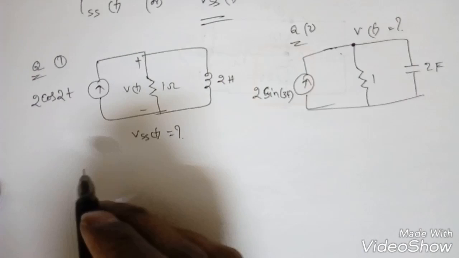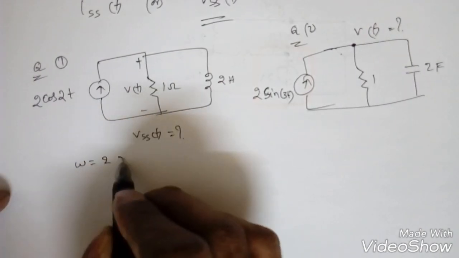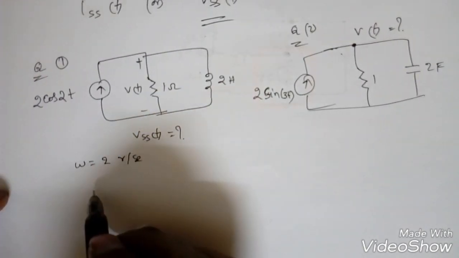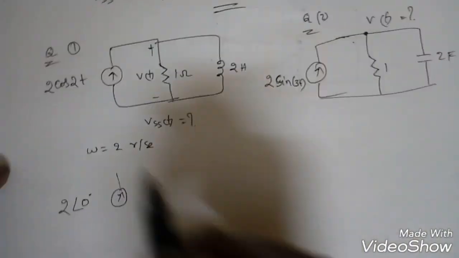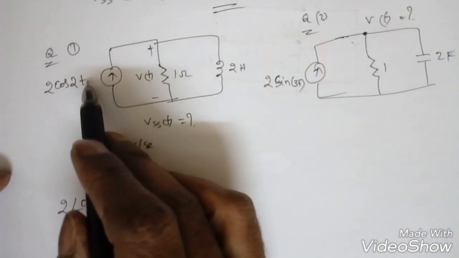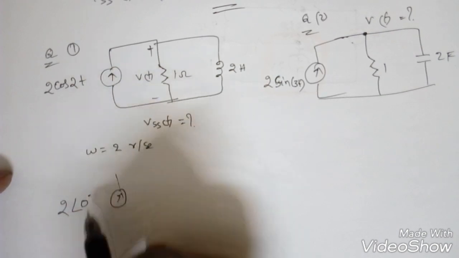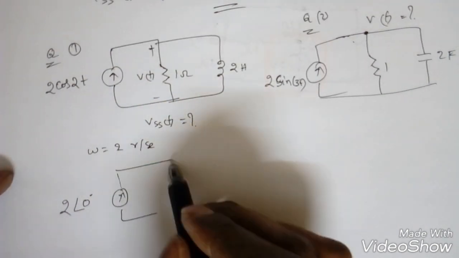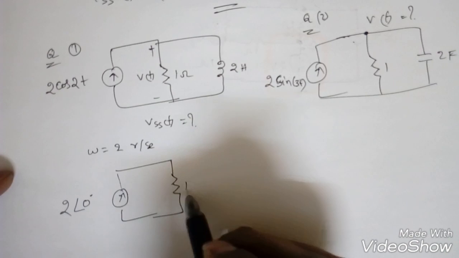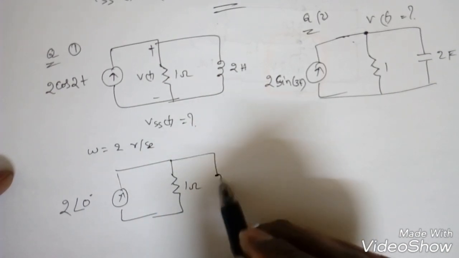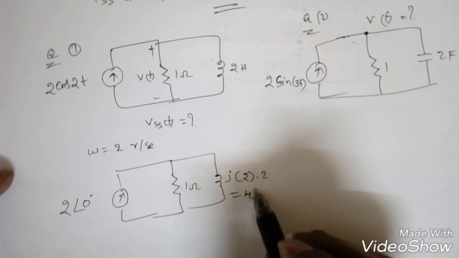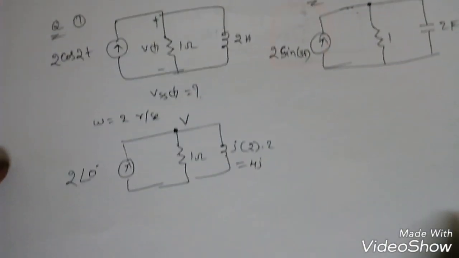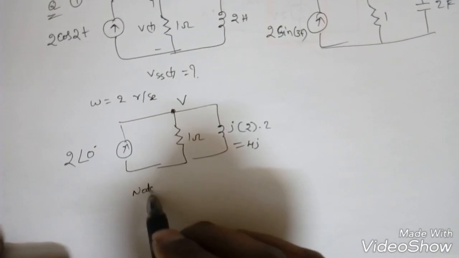So first, what is this? From this, omega is equal to 2 radian per second. Now the current will become 2 angle 0 degree, right? Because what is the angle here? It is cos (omega t plus theta), so only 0 degree. So it will become like this. So this is 1 ohm, and this is j into omega. Omega is 2 into 2, so it will become 4j. Now this is V. Now apply nodal analysis.